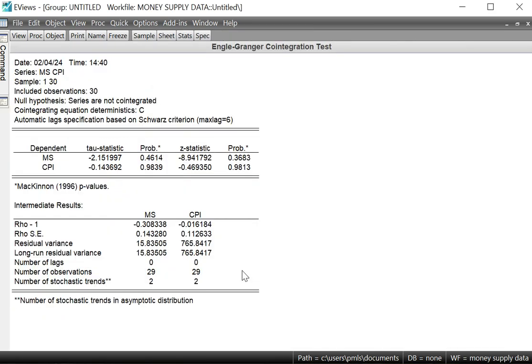So this is your result of the Engle-Granger cointegration method. In the null hypothesis, the series are not cointegrated. In this case, the money supply probability value is 0.034. Basically, this is greater than 0.05. So we do not reject H0. When we do not reject the null hypothesis, it means the series are not cointegrated. This is the Engle-Granger cointegration test method.